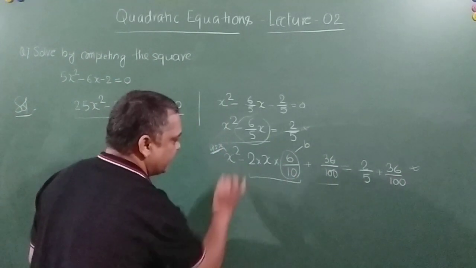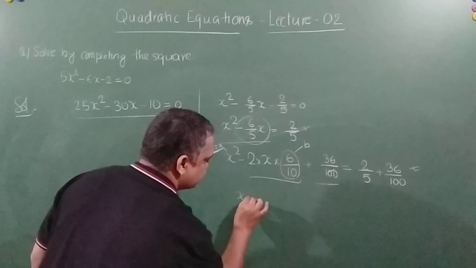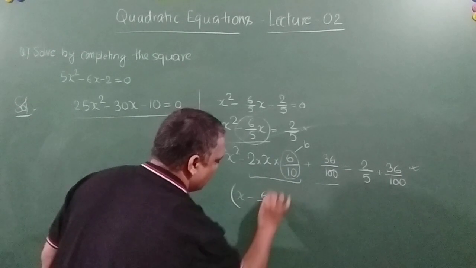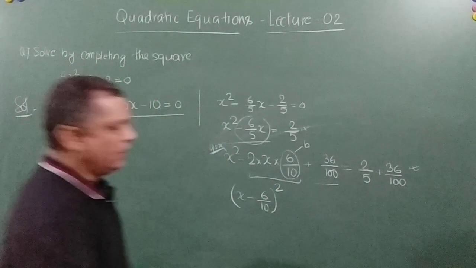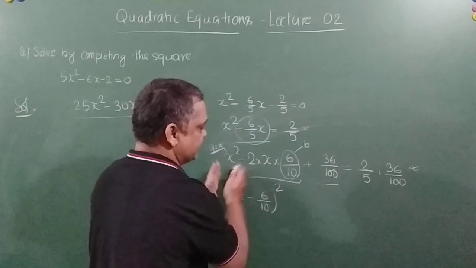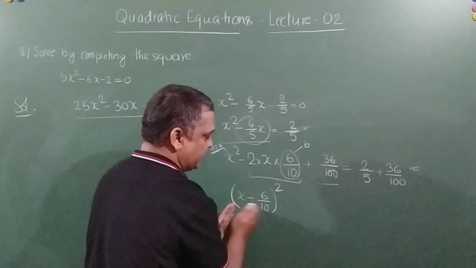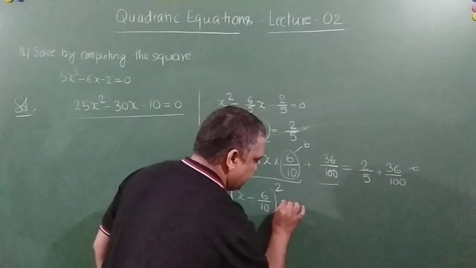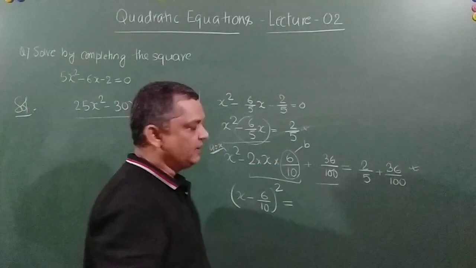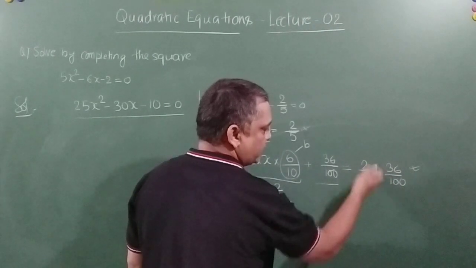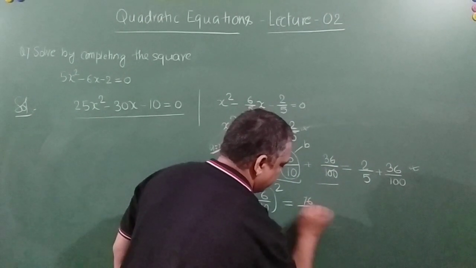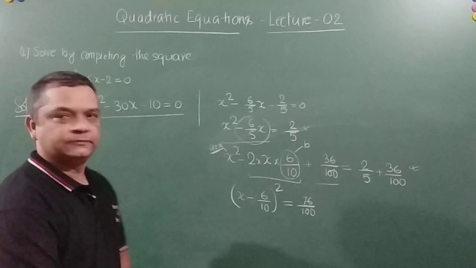So this entire thing can be written as x plus 6 by 10, sorry, it will be minus, whole square. You are getting it? In the examination you may keep it as 6 by 10 whole square as well, so that you don't get confused. This is a plus b whole square, so a minus b whole square, so x minus 6 by 10 whole square, right? Right hand side, what will I get, my friends? If I take LCM, 100 is the LCM, okay? So 100 by 5 is 20, 20 into 2 is 40, plus 36 is equal to 76 by 100. You are all there with me on this?